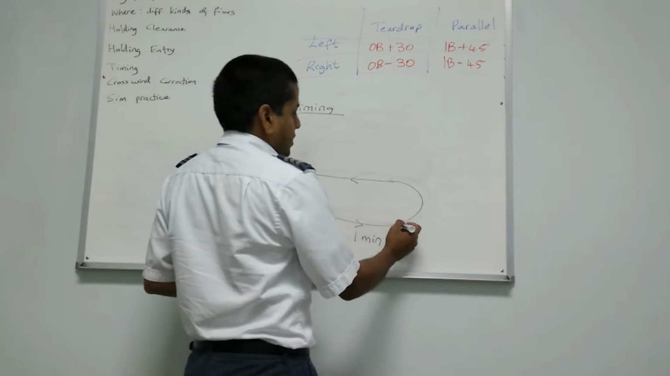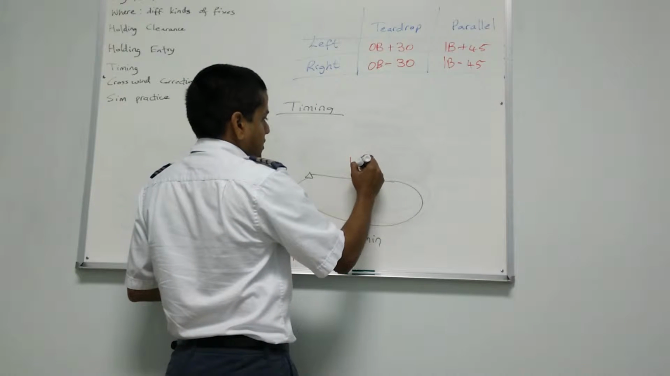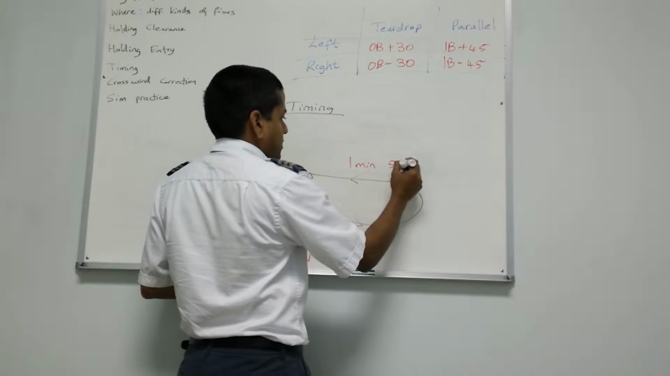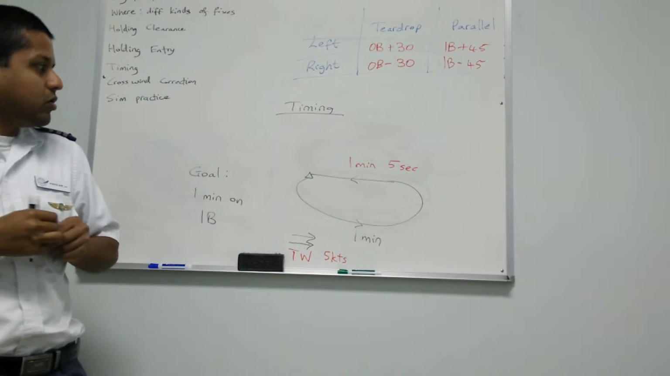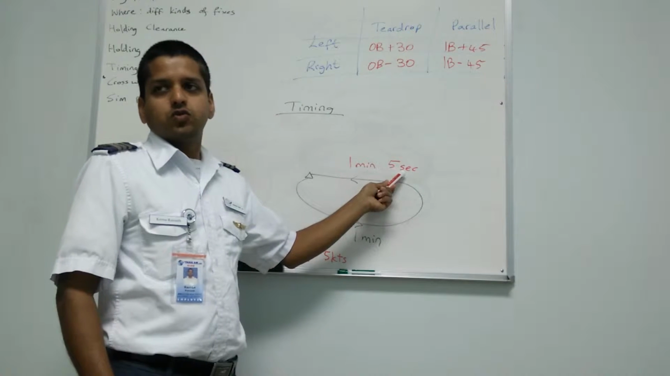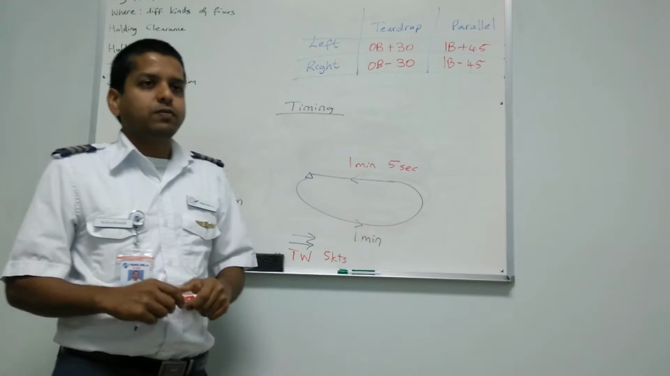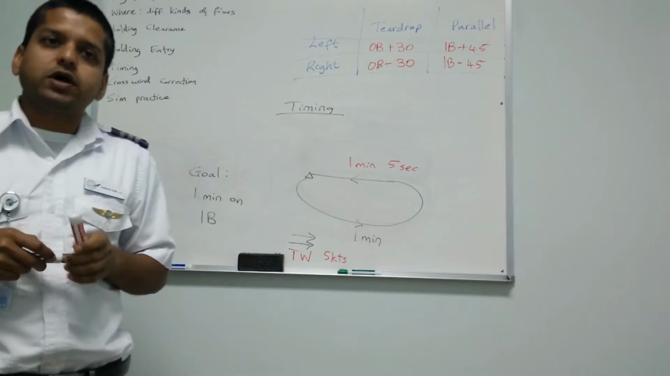Now you go inbound, you turn inbound. Your inbound comes up to 1 minute, 5 seconds, right? Remember, your goal is to get 1 minute on the inbound. Here the inbound is 5 seconds too long. What will you make your outbound? What should I make it? Yes, to try and get 1 minute.